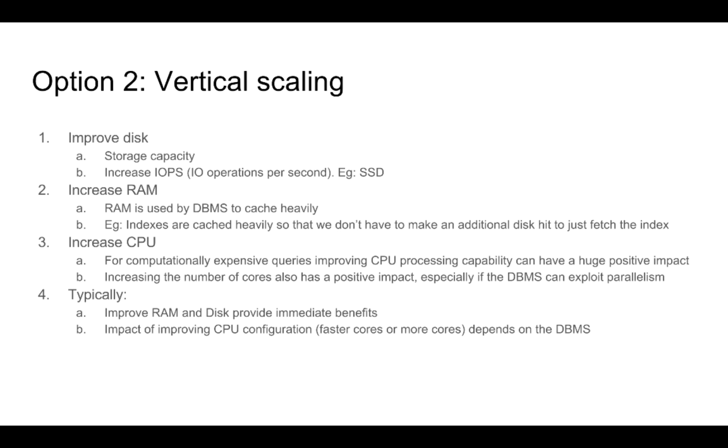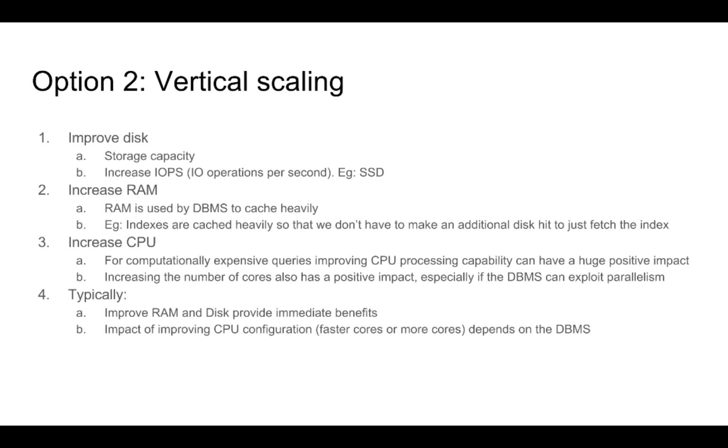The next thing to look at is typically the memory or the RAM. DBMSs use RAM very effectively because they cache a lot of stuff. For example, indexes are cached by the DBMS so that the DBMS does not have to make a disk request to fetch the index and then a disk request to fetch the data. The index is already in RAM, so the database just has to search through the index and then make a disk request to fetch the data.